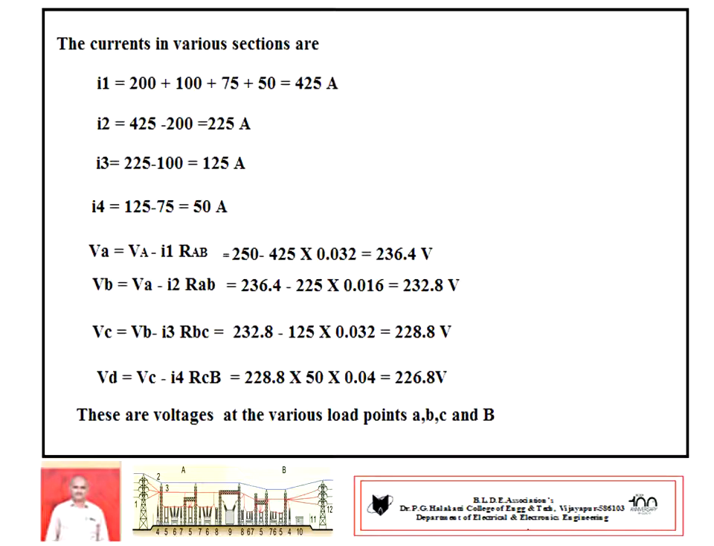The voltages at the respective points: at point a, Va equals VA minus I1 into Raa. You substitute the values and we get 236.4 volts. Similarly, the voltage at point b, Vb equals Va minus I2 into Rab. You substitute that value. Similarly, you calculate Vc and Vd. These are the voltages at the various load points as shown in this distributor system.